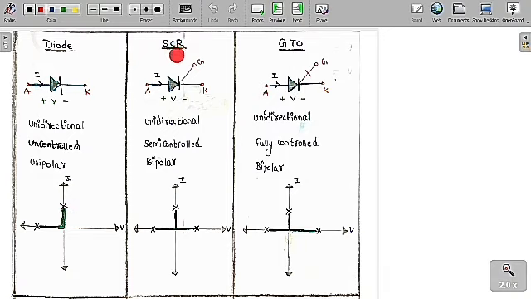Now the SCR. The symbol of the SCR is in this manner. Like this we are going to get a shape. This is the anode, the cathode, and an extra one, the gate, that we need to keep compared to a diode. So you are going to get anode, cathode and gate. This is the current direction I and this is the voltage V.